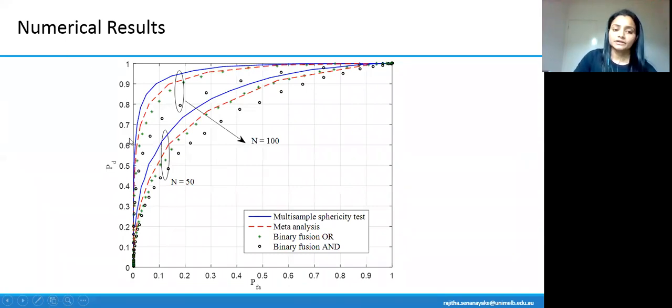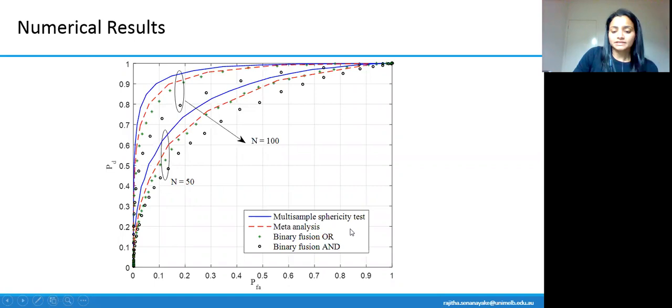Here in this one, I have the probability of detection on the y-axis, and the false alarm probability on the x-axis. The probability of detection is the probability that we correctly say that there is a primary user, so we want it to be as high as possible. And the false alarm probability is the probability that we wrongly say that there is a primary user, and we want it to be as low as possible. So we want our spectrum sensing technique to be operated here at this upper left corner.